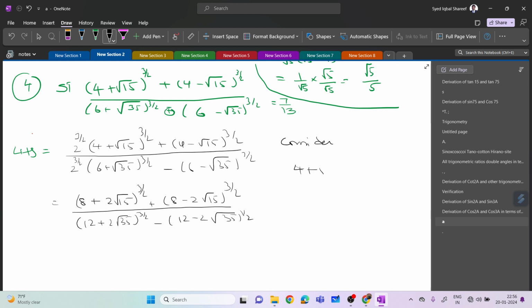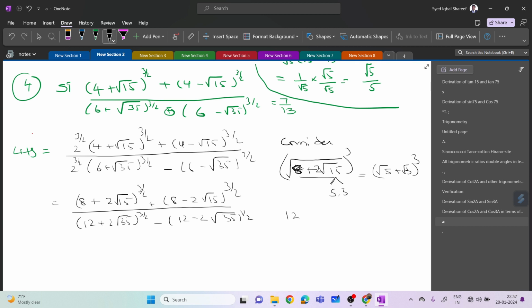Please consider 4 plus root 15. Can I write it like this, to the power of cube? And 2 will come here now. What are the factors of 15? 5 and 3, and this is 8. I'm sorry, I'm taking from this side. This is 8. So 5 plus 3 is 8. So it is (root 5 plus root 3) whole cube.